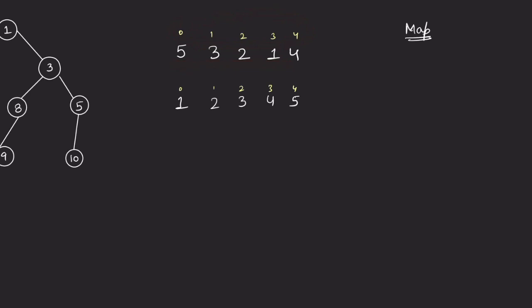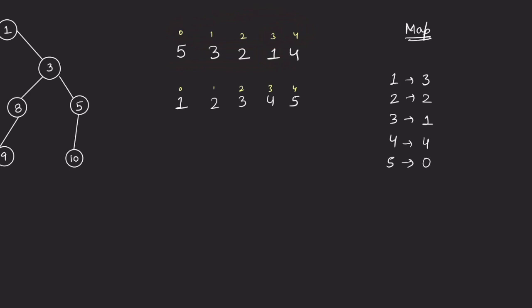In our tree, the values are always unique, right? So in the map, corresponding to each node value, we can store its index, right? So here the values are 1, 2, 3, 4, 5, right? So in the map, you will store their indices. So 1 is present at index 3, so we will store 3 over here. 2 is present at index 2, 3 is present at index 1, 4 is present at index 4, and 5 is present at index 0, right?